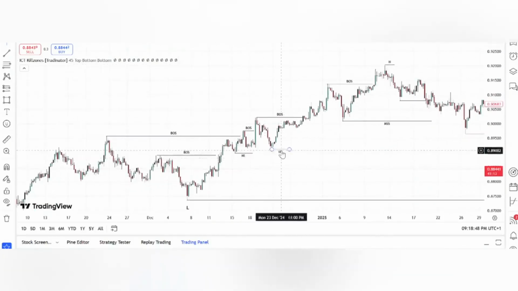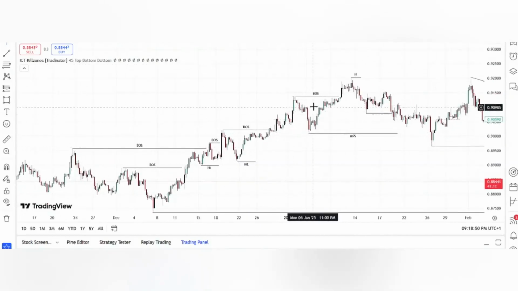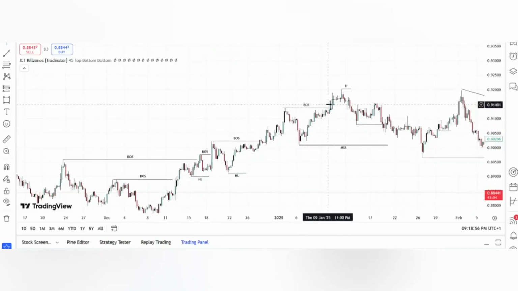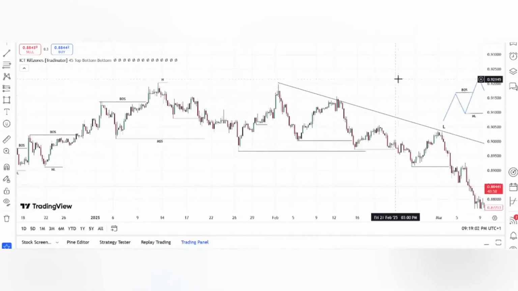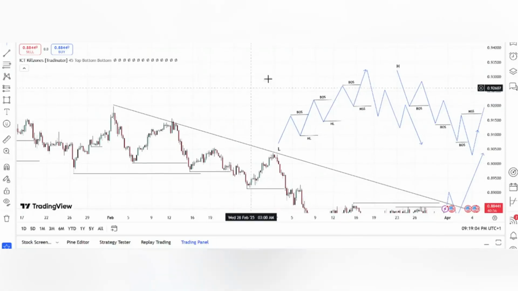Low, higher low, higher low, higher low. Yes, despite this MSS, this higher low, and then break of structure, and then we have a high, and then there was no break of structure. So now we go back to our overall structure, our overall schematic diagram.